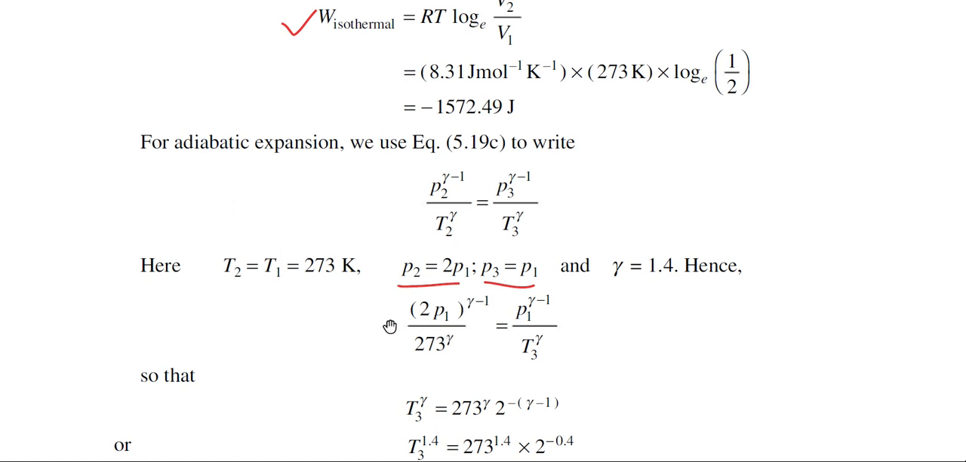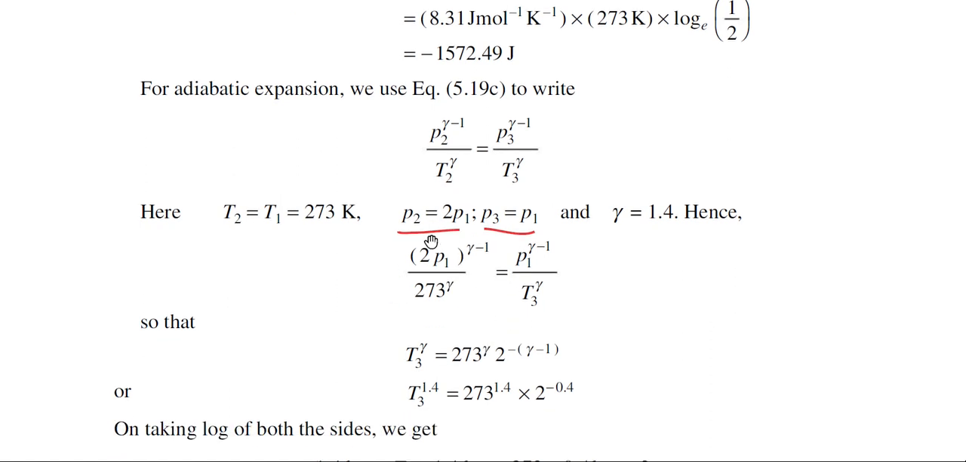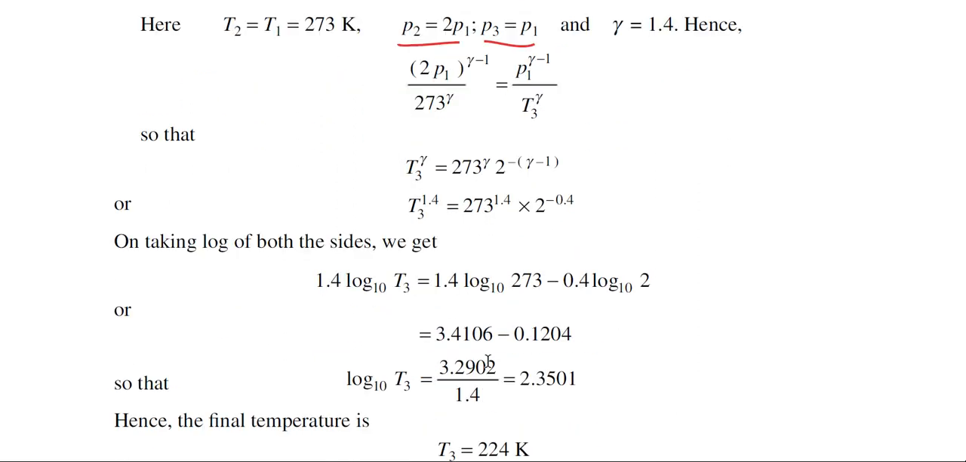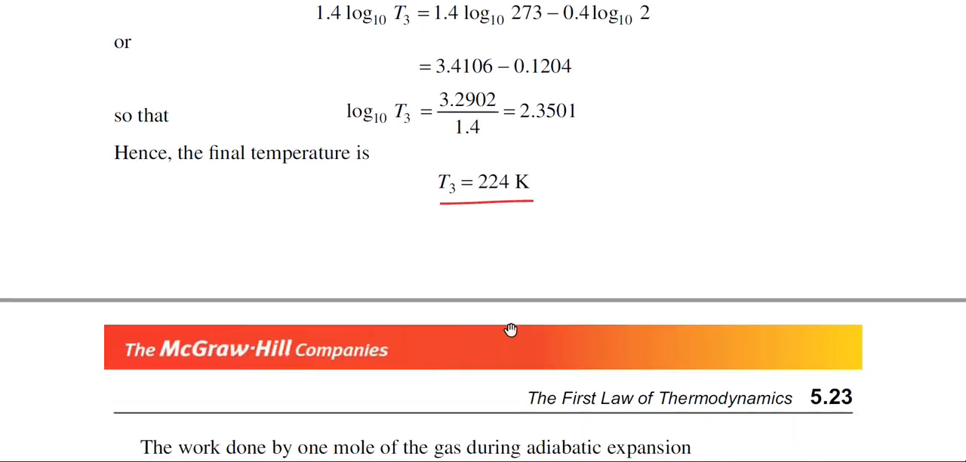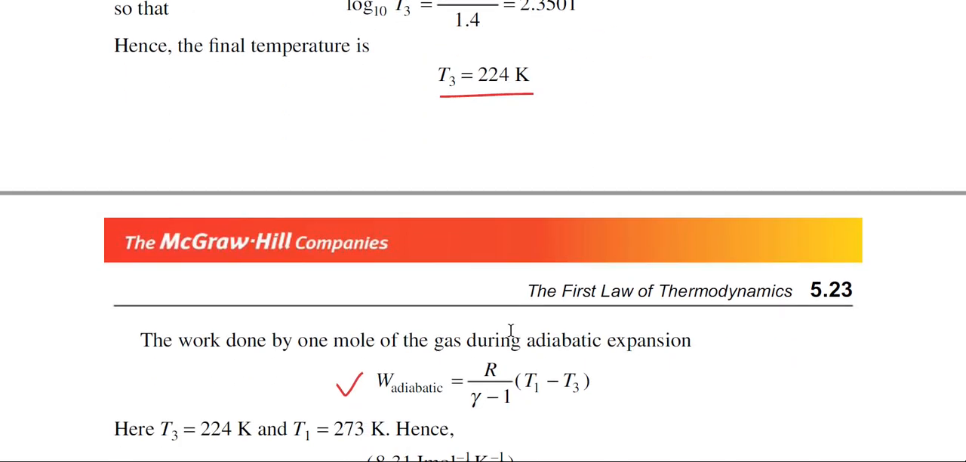Now you just put in all the values. After putting in the values of P2 and P3 in terms of P1, they will cancel. So ultimately you can find the expression of T3 from this particular equation. Finally, T3 is 224 Kelvin. This is the final temperature.